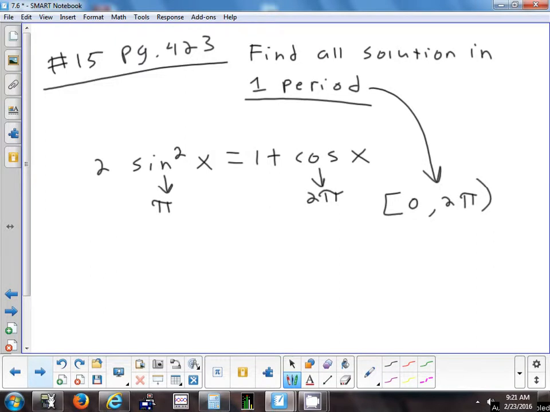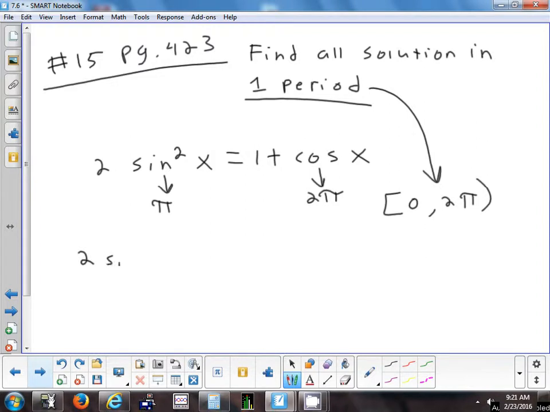It's not the only way we could do it. We can do any window we want, as long as it's 2 pi units wide. I think this is the easiest one to do. Anytime we solve a quadratic, what number do you always want it equal to on one side? 0. So let's bring everything to one side.